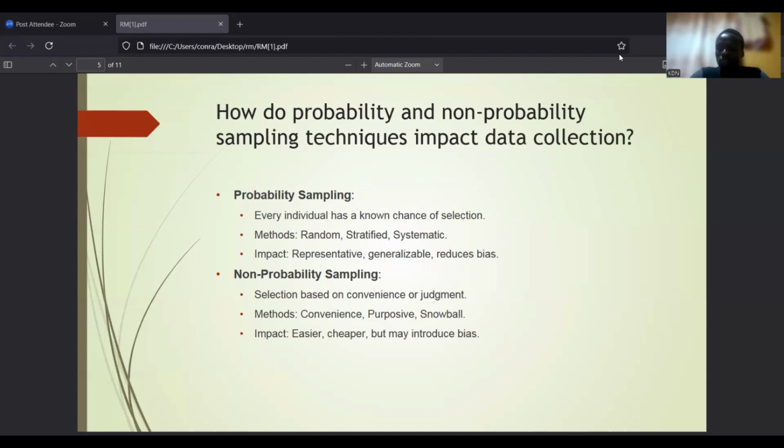You can't generalize some of the things I've got from the sample population because there is no randomness, maybe in terms of the selection criterion used. Yeah, that was it for giving clarity on probability and non-probability sampling techniques.